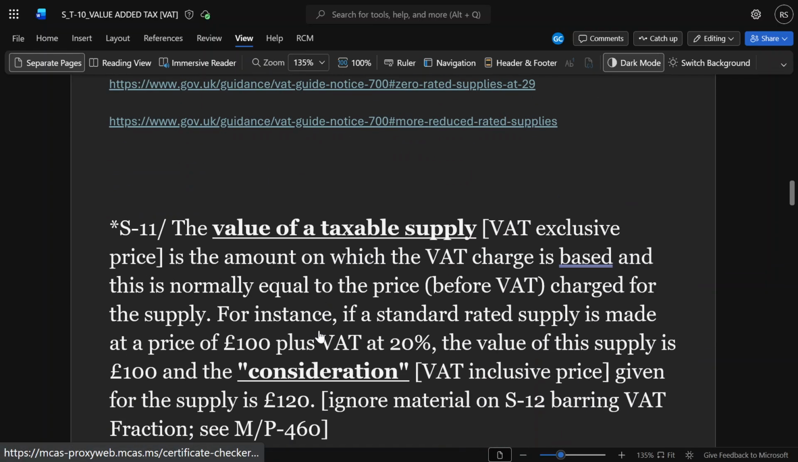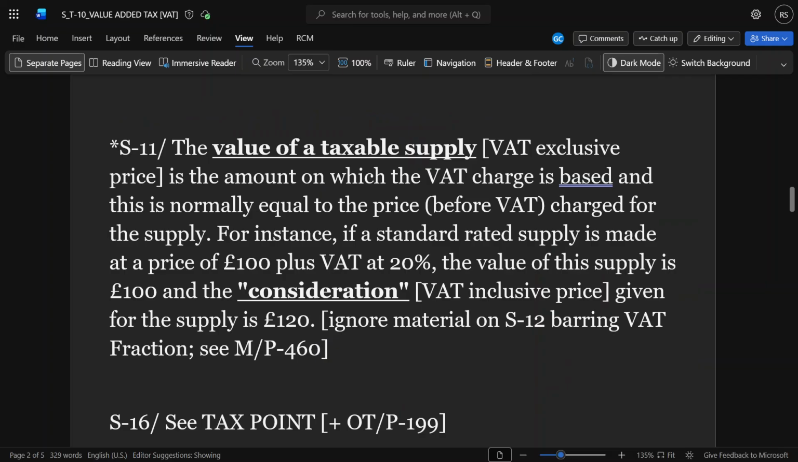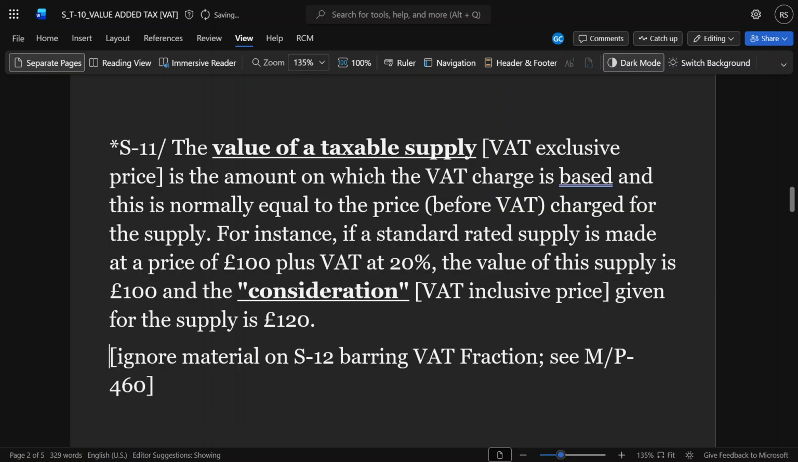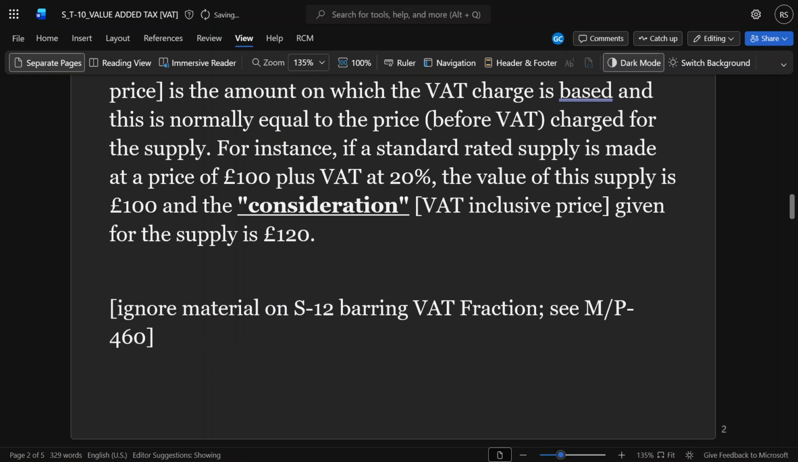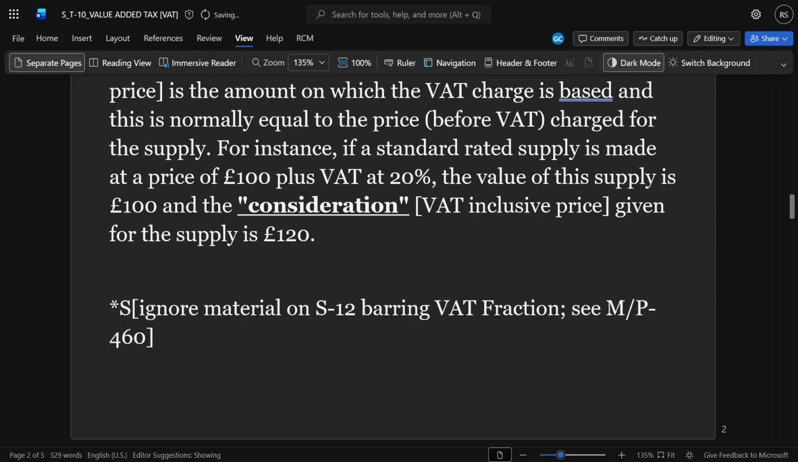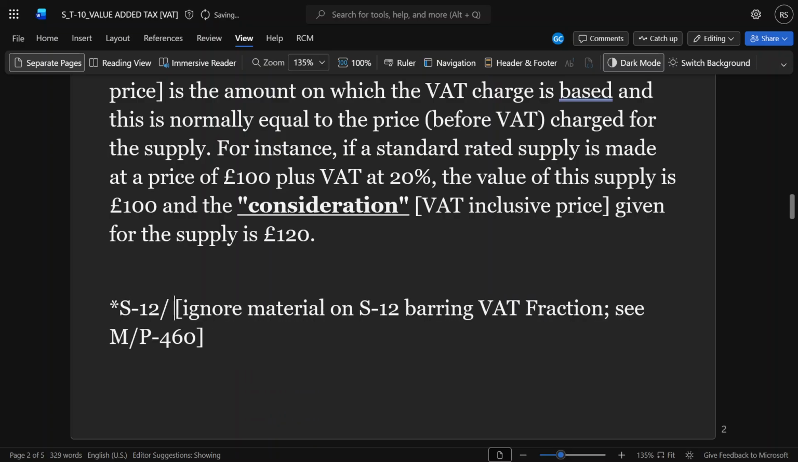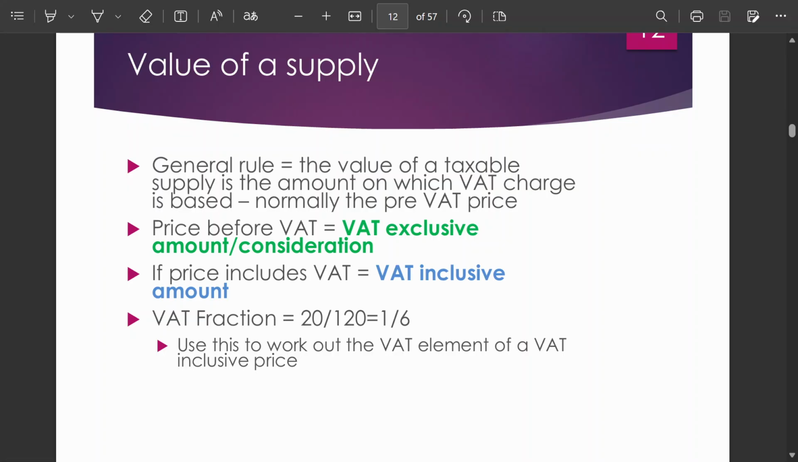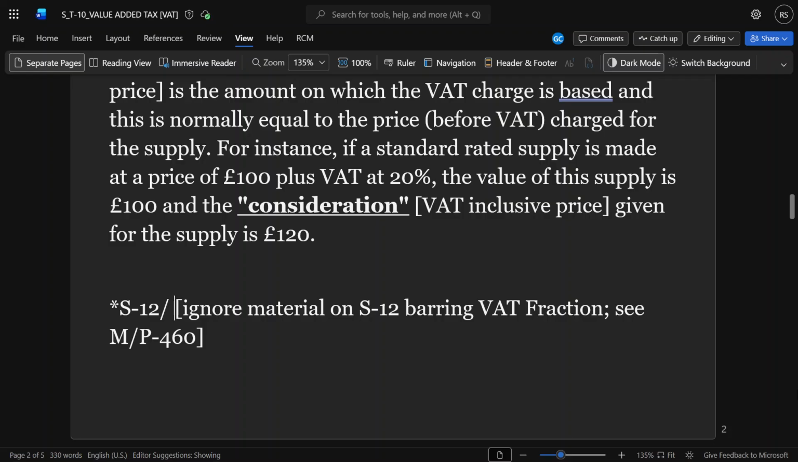Slide 11. Yeah, this one, okay. So let me mention for slide 12: ignore the material on slide 12 barring the VAT fraction. This information is not correct. It is not the consideration. The price before VAT is just the value of the supply, okay? So there is the VAT exclusive amount or value of the supply.